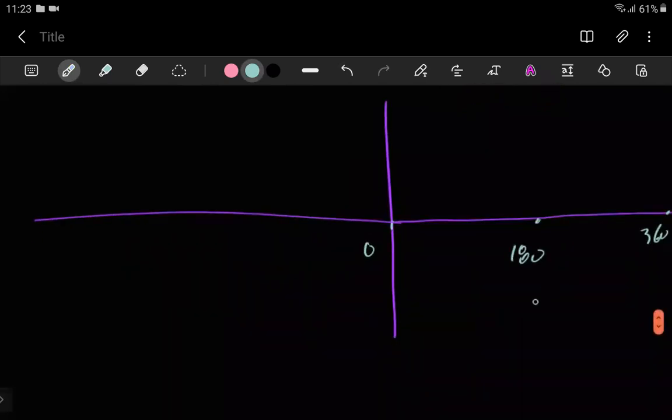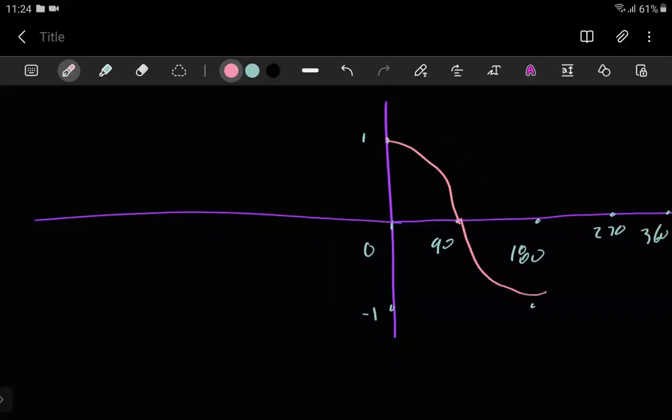Okay. So down here you have -1. Here you'll have a 90. Here you'll have a 270. Up here you have +1. So the image, we know it comes down, it passes 90, curves back up like that, comes down like this, curves like that, and then like that.